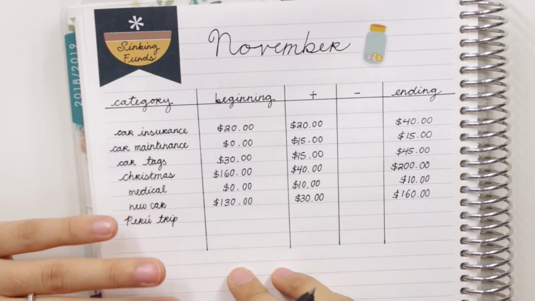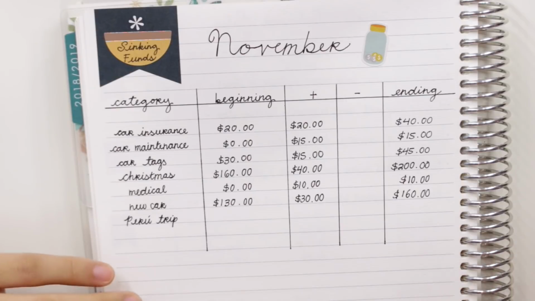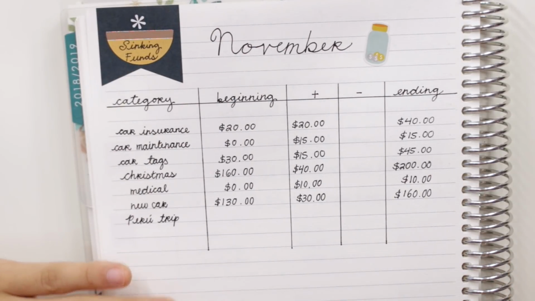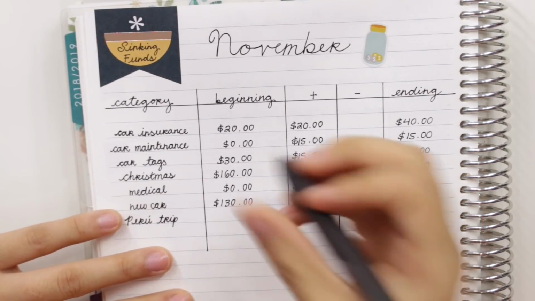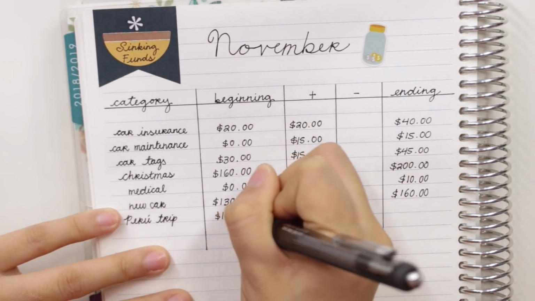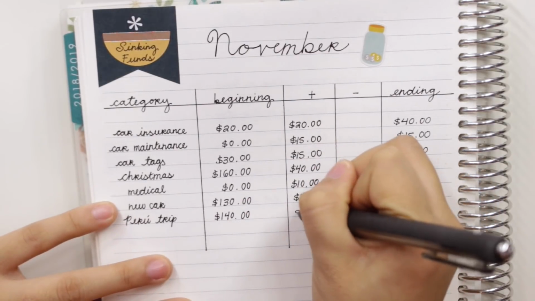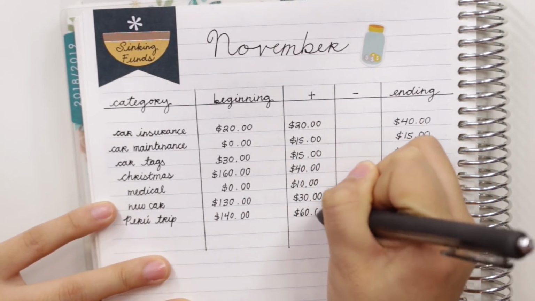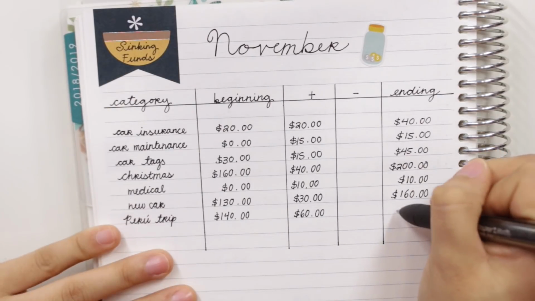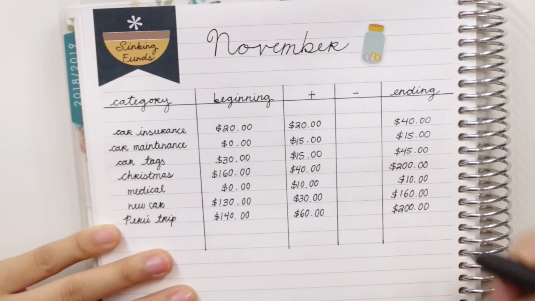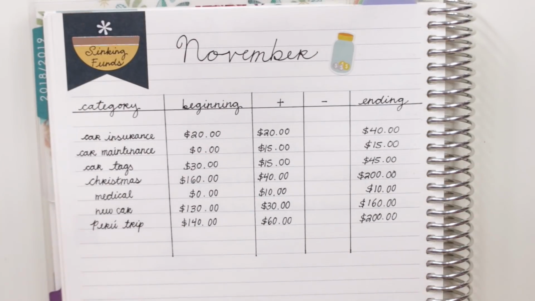So this is one of the reasons why I have this Peru trip sinking fund, as well as I will have a bit of money to use in Peru when I'm there. So for that, I had $140, and I'm going to be adding $60 for this category. So by the end of the month, I will have a total of $200 in this sinking fund as well. So these are basically all of my sinking funds that I have for the month.